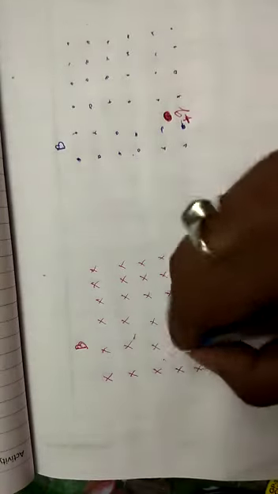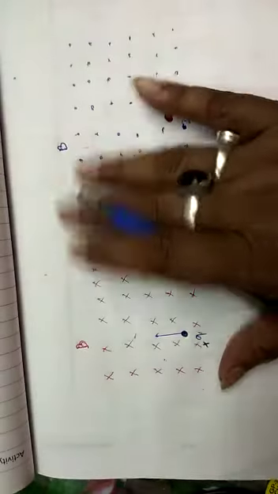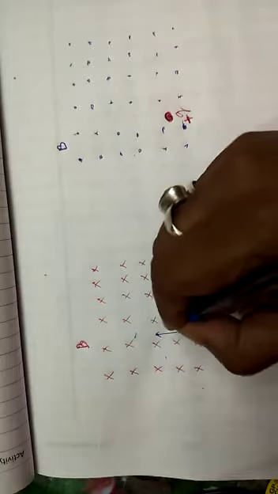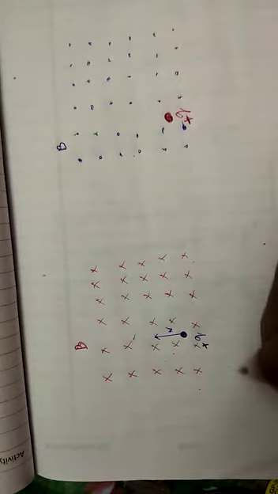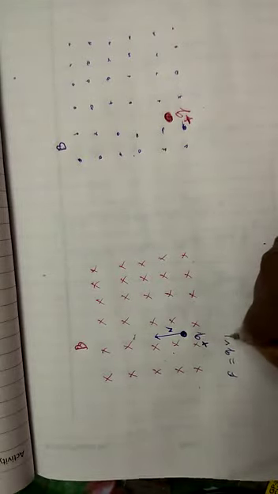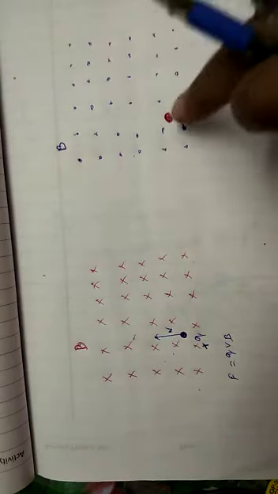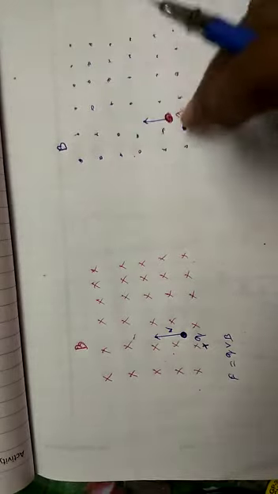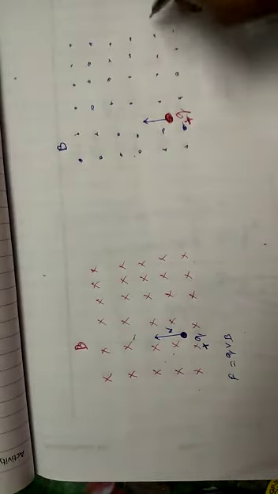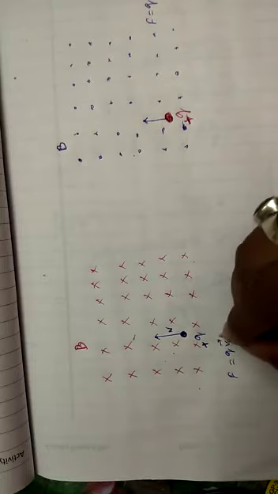Now if the charge starts moving in this direction, plus q charge in this magnetic field, with a uniform velocity v, then a force will act on this charge. That force is equal to qvB. Here too, if the charge starts moving perpendicular to the field, then a force will act on this charge, and that force is going to be q v cross B, v cross B.